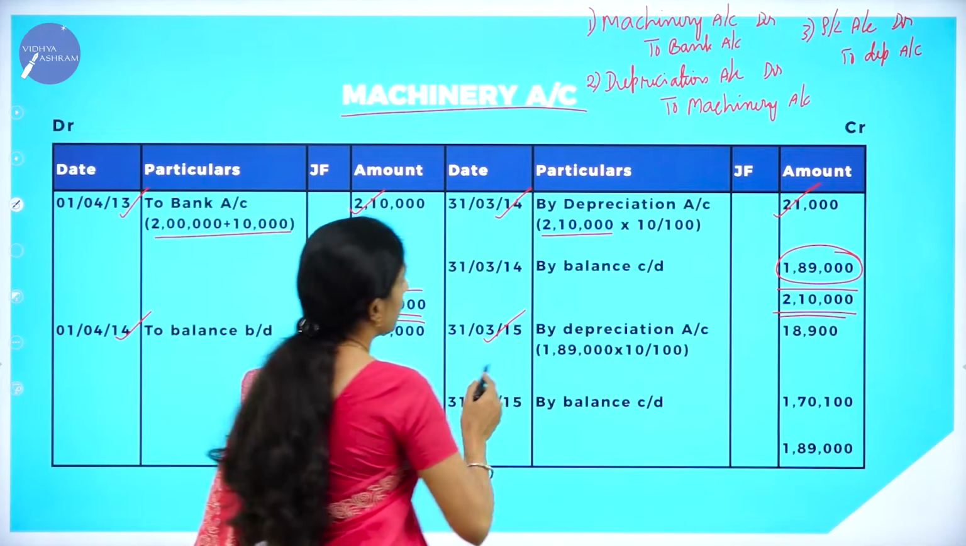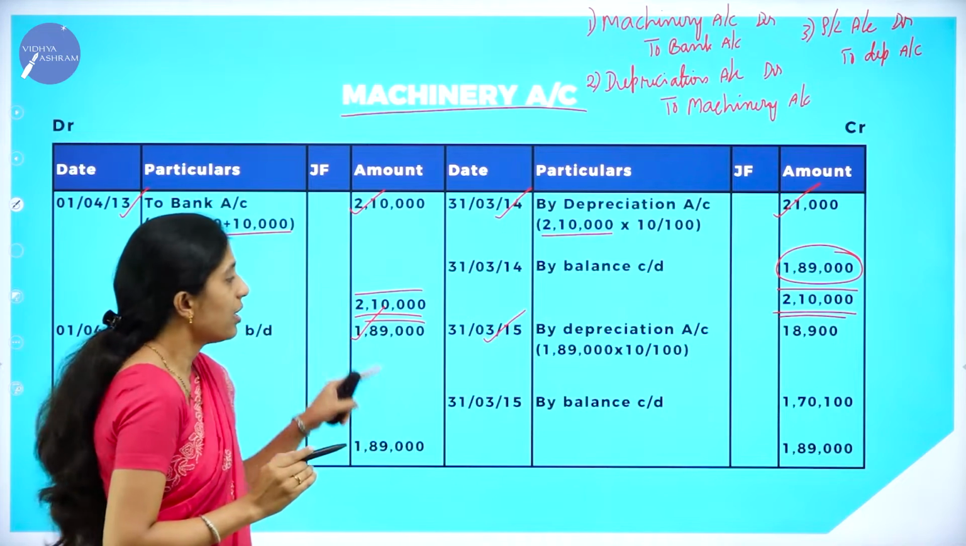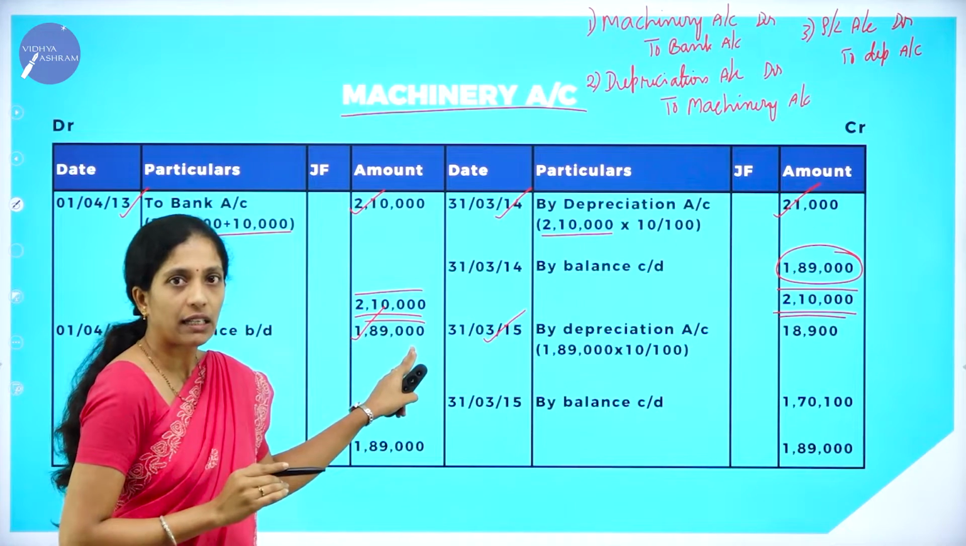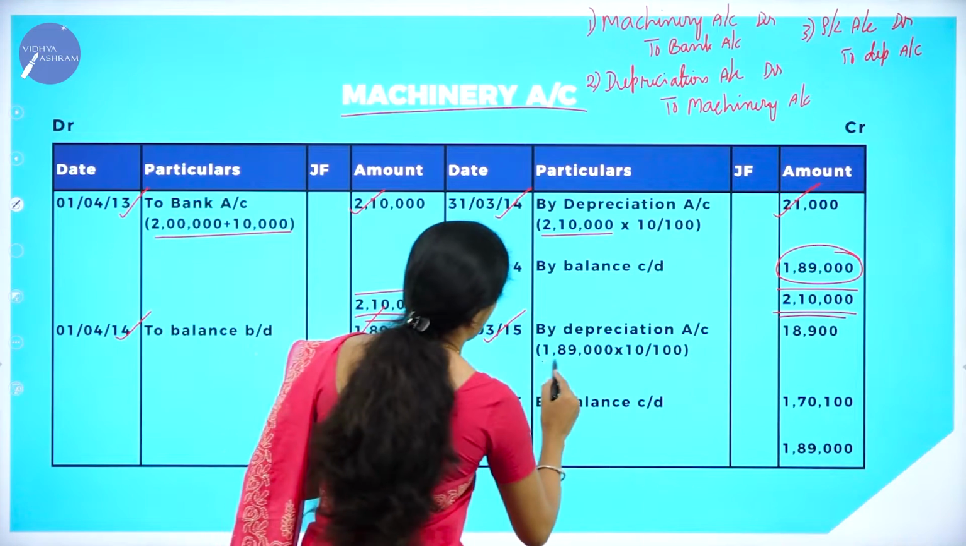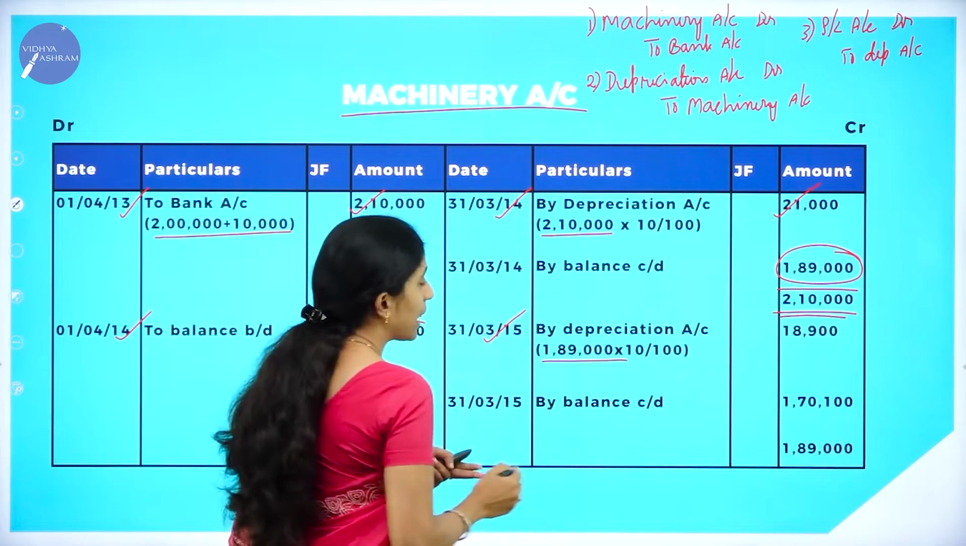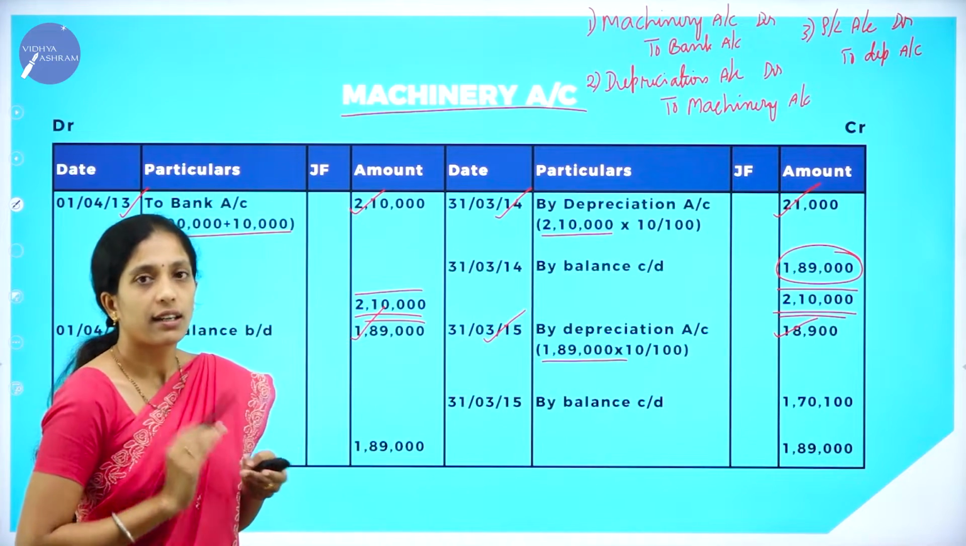That is after deducting the depreciation. So the original cost was 2 lakh 10,000 minus 21,000 depreciation. So the balancing figure was 1 lakh 89,000. Now on this value, we have to charge the depreciation. 1 lakh 89,000 into 10% will get 18,900. Hope you are clear with this.